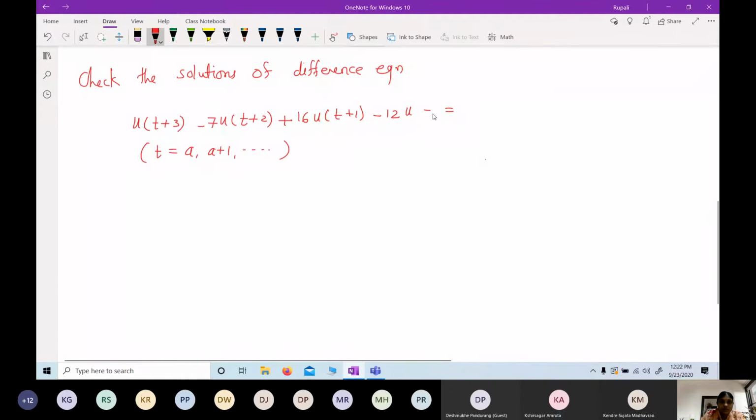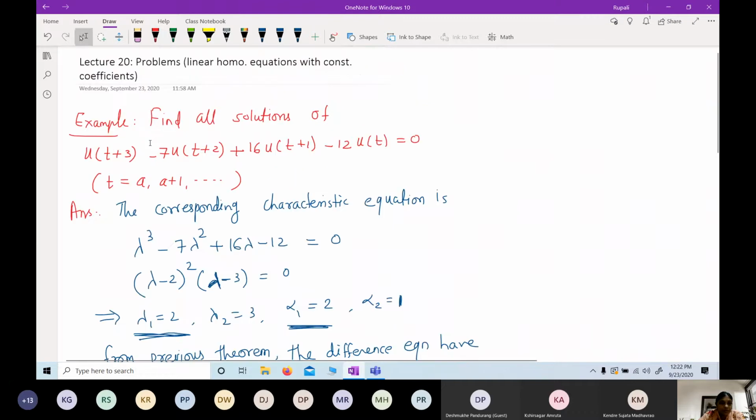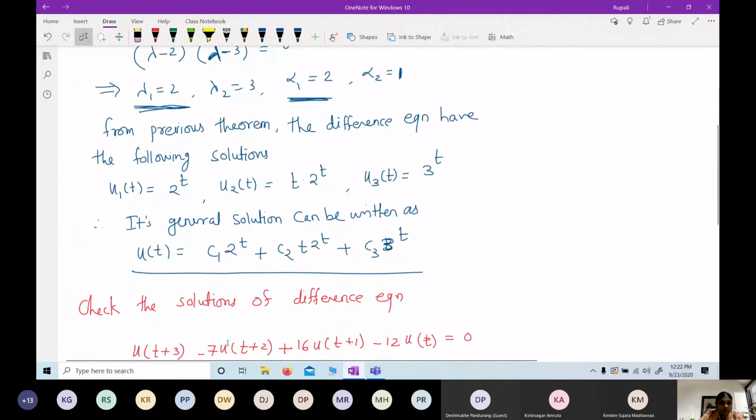Check whether the solutions of this difference equation are linearly dependent or linearly independent. We have to check. So how can we check these solutions? Just now we have found these solutions, and for finding solutions we have to go by this method only.